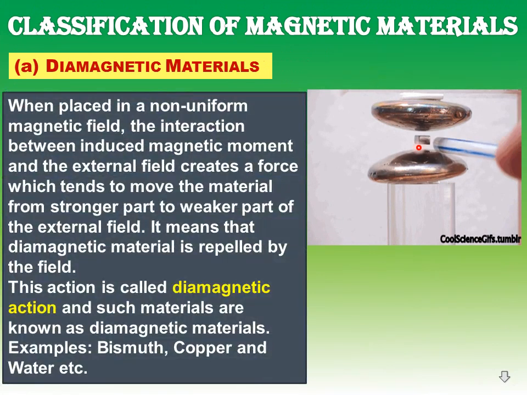Here you can see we create an external magnetic field between these two magnets, and it moves the material from the stronger part to the weaker part of the external field. It means that the diamagnetic material is repelled by the field. This shows the repulsion between the magnetic fields. This action is called diamagnetic action, and such materials are known as diamagnetic materials. Examples of diamagnetic materials are bismuth, copper and water.